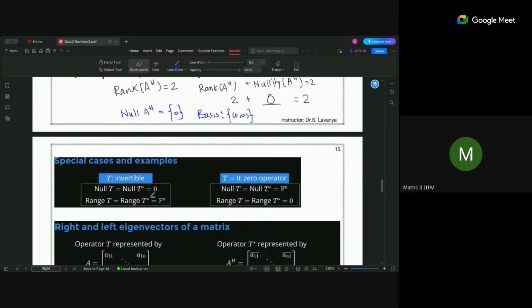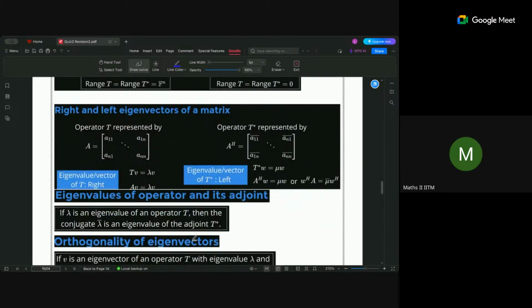So here are some special cases. For the invertible case, you know that the null space should be 0 and the range is the whole space. And for the 0 operator, the null space should be the whole space and the range is 0. Okay. And what are left and right eigenvectors?